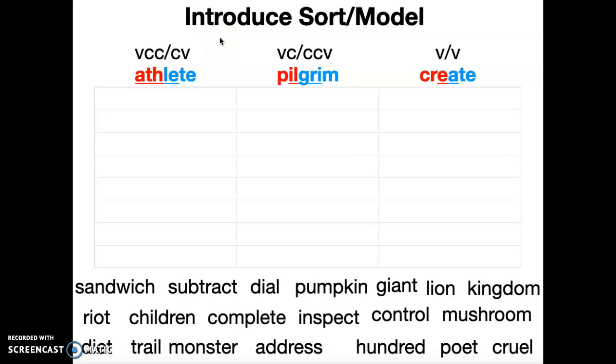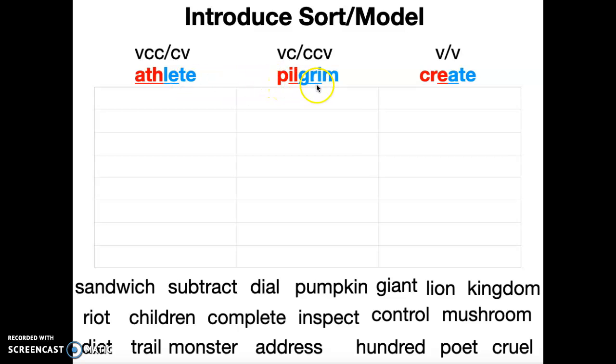Let's practice sorting the words. First, let's take a look at the word athlete. The word athlete is broken into two syllables, ath and lete. Do you see a pattern in the middle of this word? Yes, I see the words ath and lete. I see a vowel, consonant, consonant here, broken between a consonant and vowel.